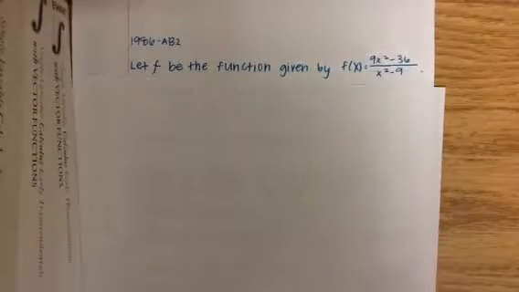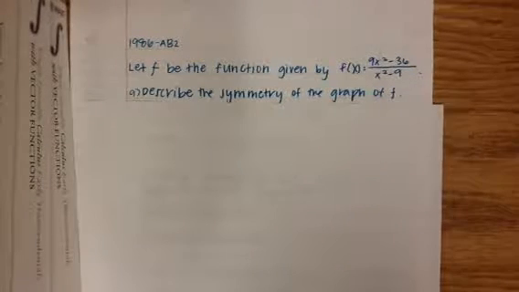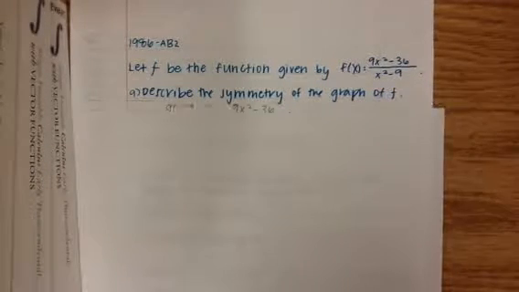Basics exam question number 2. It says, let f be the function given by f of x equals 9x squared minus 36 divided by x squared minus 9. Part A of the question tells us to describe the symmetry of the graph of f.